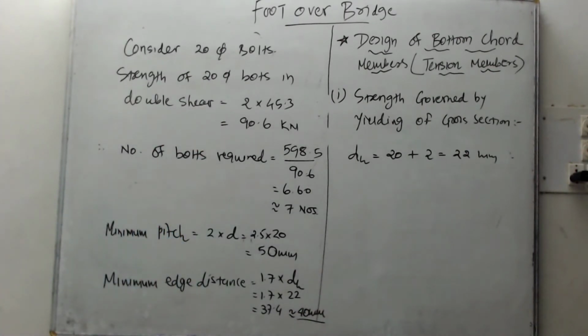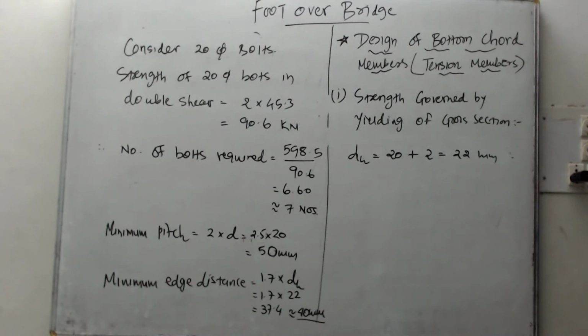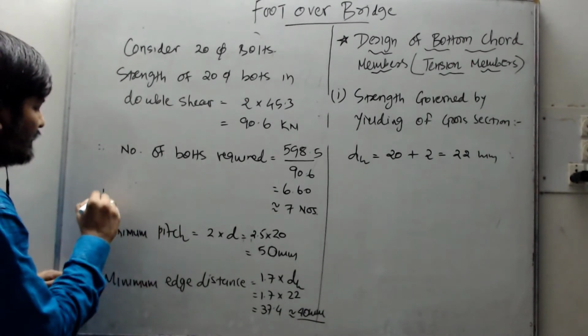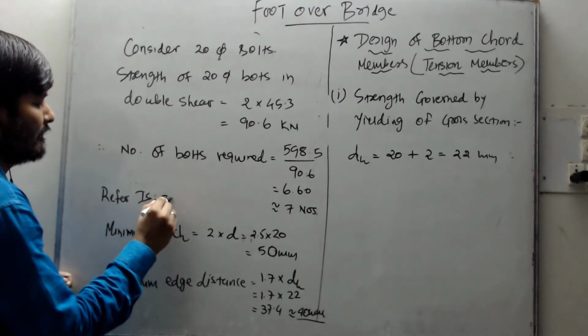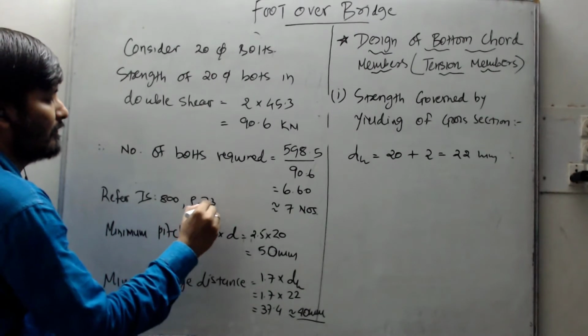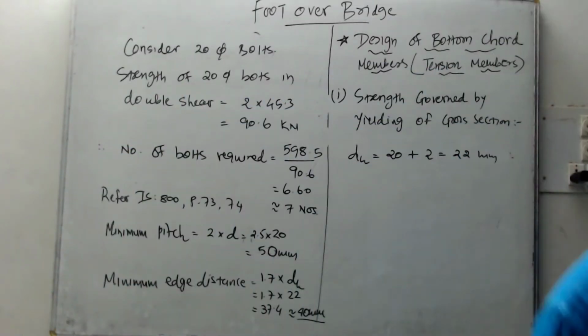So now let us see the IS 800-2007 for these values, right? So first these values. The minimum pitch distance and minimum edge distance are given in IS 800 2007 page number 73 and page number 74. So let us go there. Page number 73 and page number 74 of IS 800 2007.